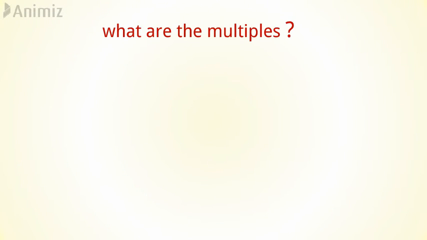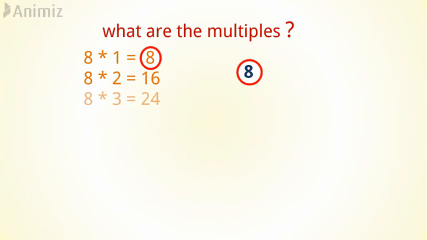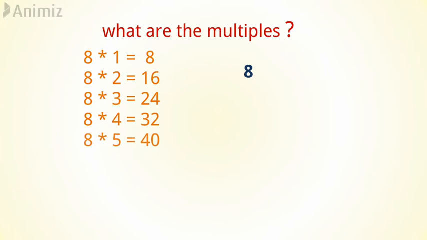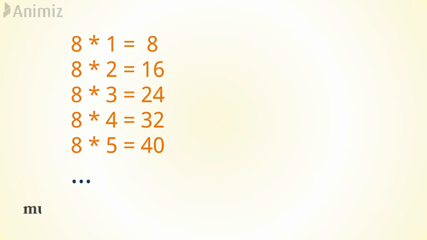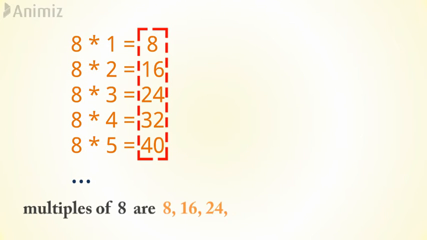What are the multiples of a number? Say the number 8. 8 into 1 is 8, where 8 is one of the multiples of 8. 8 into 2 is 16, 16 is another multiple of 8. By continuing this, we get the multiples of 8 as 8, 16, 24, 32, 40, and so on.